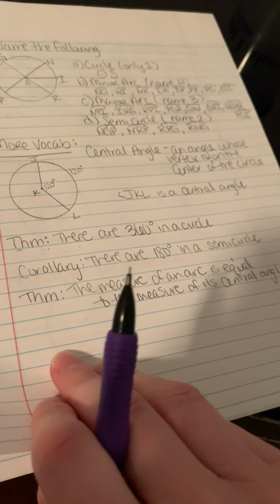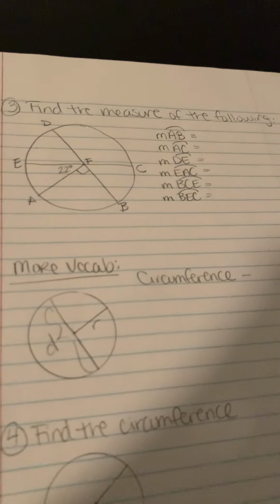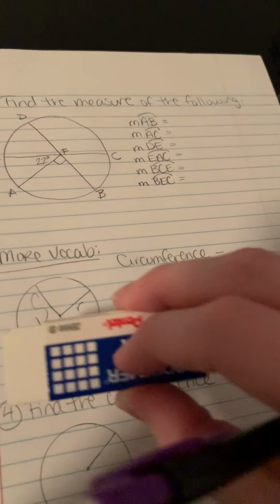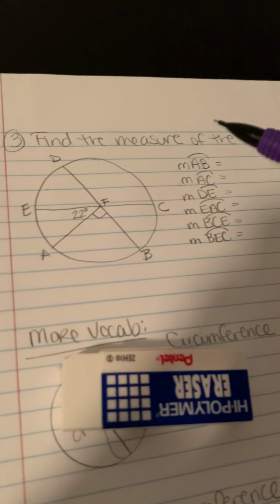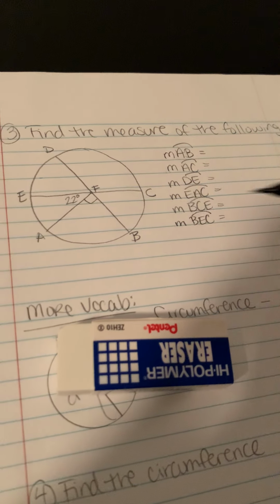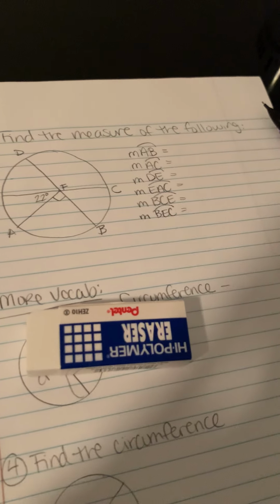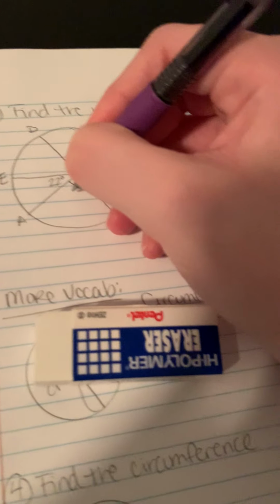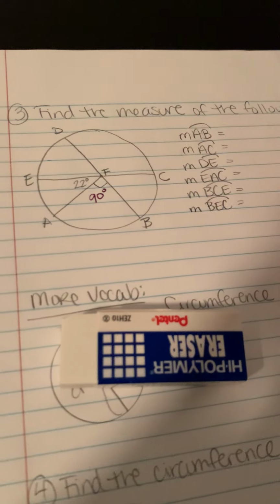For the next example, we're going to find the measure of the following. Don't worry about that stuff down there. Okay. Now, based on this drawing, I'll give you some time to write it. All we know is this is 22 degrees and we have this image here. Now we want to remember what that means. So hopefully you remember that means that this is 90 degrees. Okay. Now we want to find the other pieces of information.